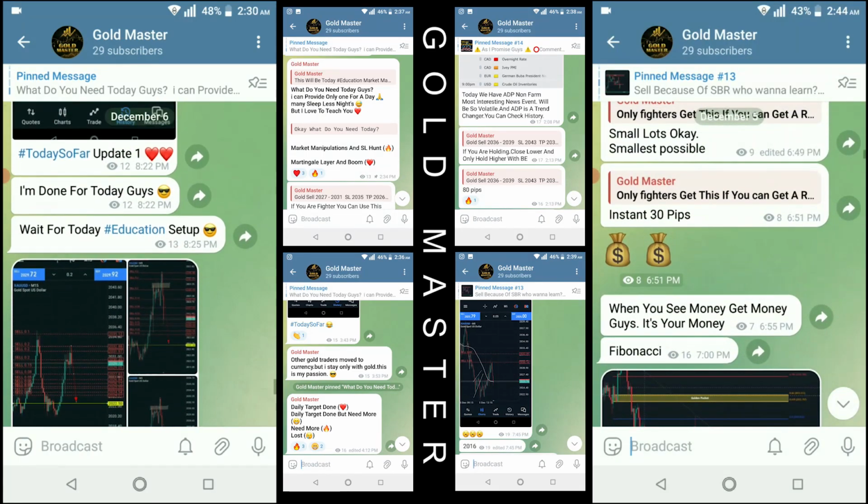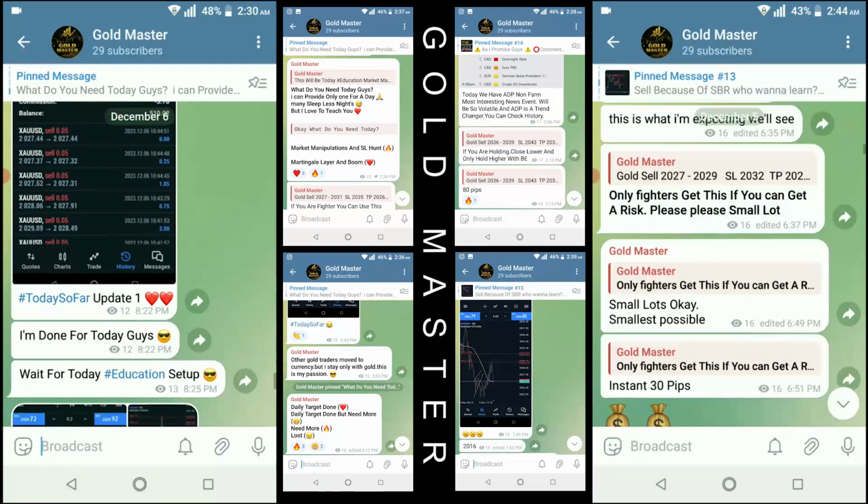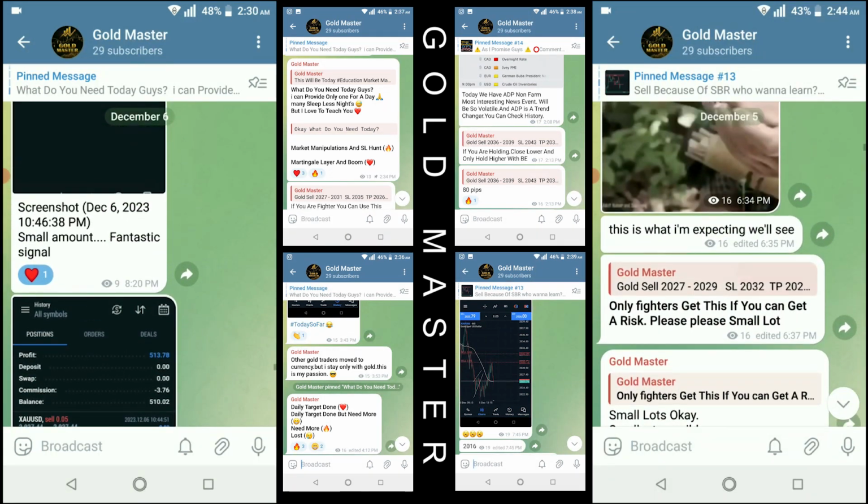Hope you got the idea of martingale layering. If you need more explanation, just comment below.